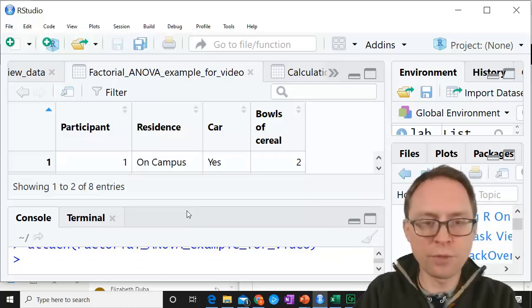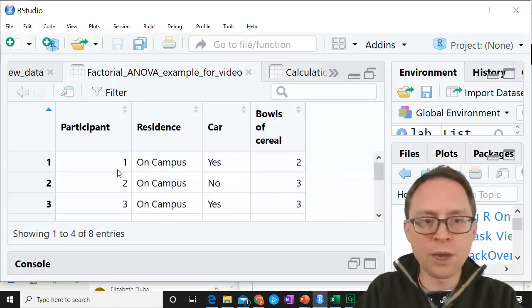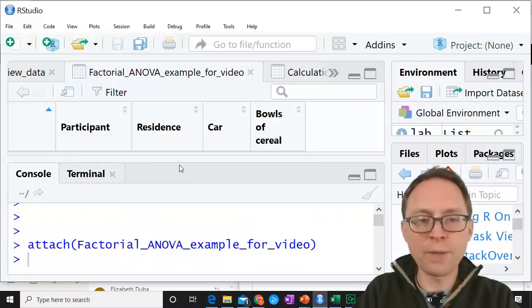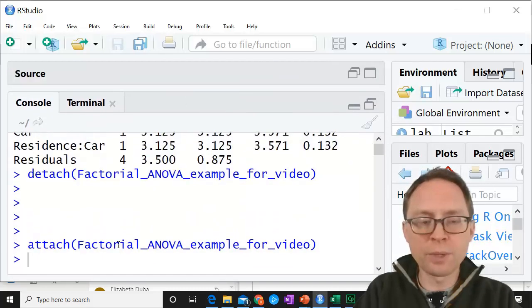So just to make sure that you know, these are the same people, right? So now I've got these participants, whether they live on campus or off campus, whether they have a car, yes or no, and the bowls of cereal, right? So remember, the dependent variable here is going to be the number of bowls of cereal, all right? Let's make this just a little bit bigger so people can see it.